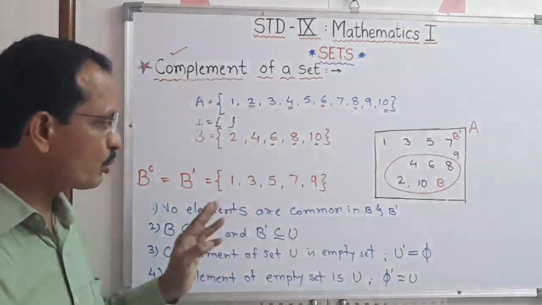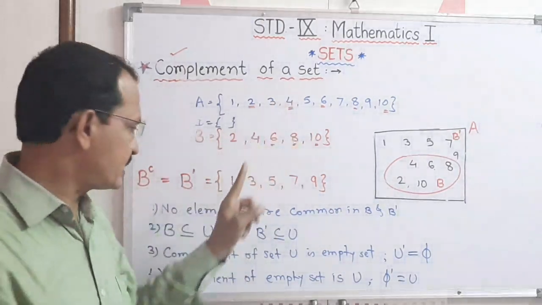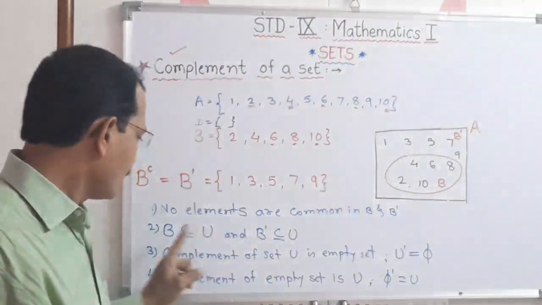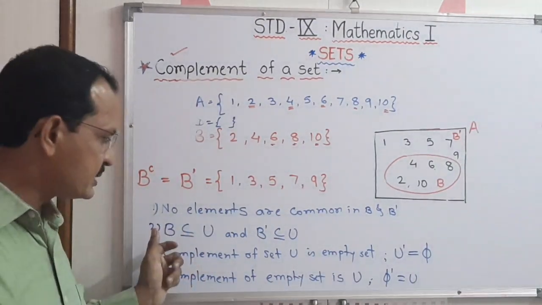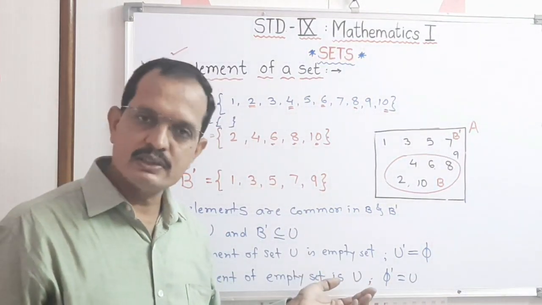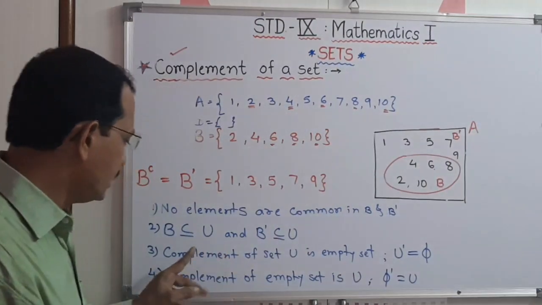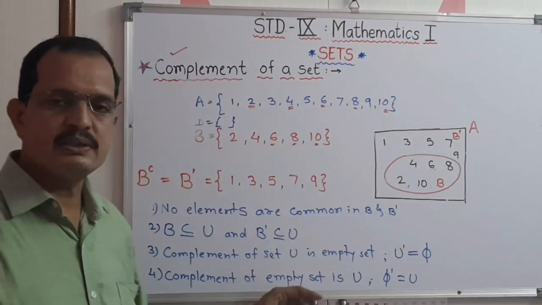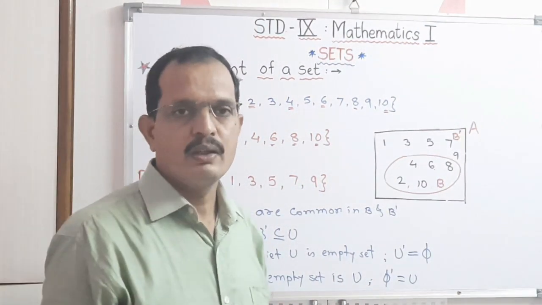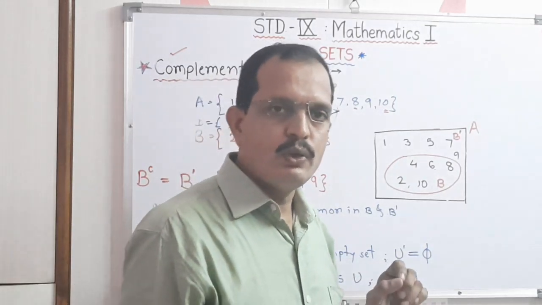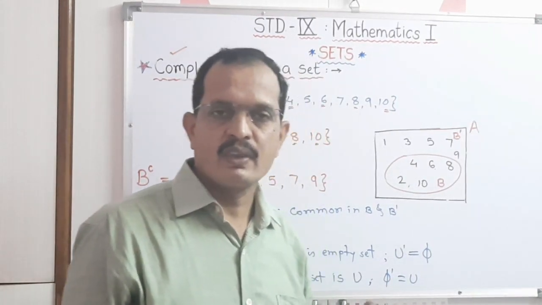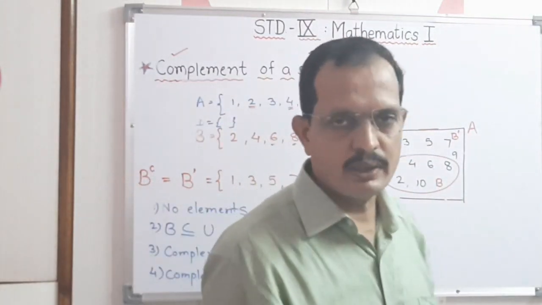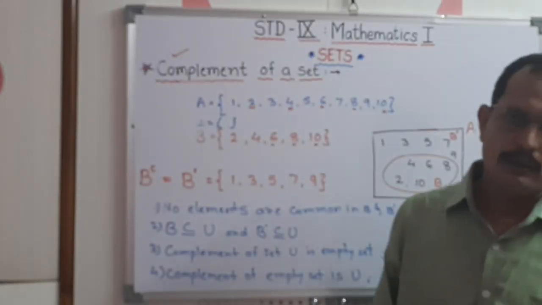You have to remember these four properties about the complement of a set. No elements are common in a set and the complement of that set. B is a given set and the complement of that given set, both are subsets of the universal set, and complement of set U is the empty set and complement of the empty set is the universal set. Dear students, just now we learned what is the Venn diagram, what is a subset, what is a universal set, and just now we completed the complement of a set.